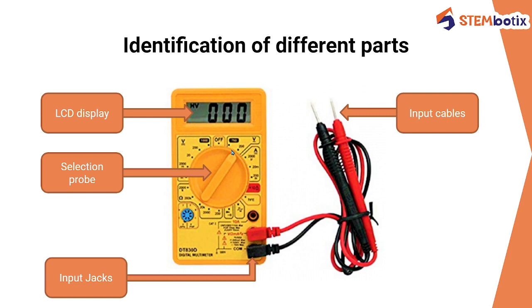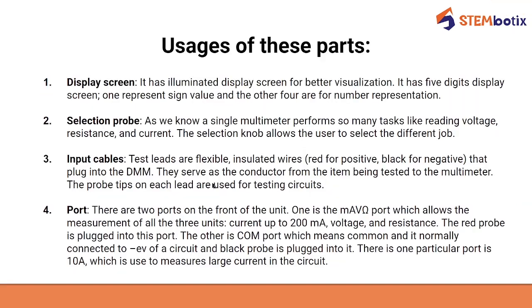Here, if you want to measure AC voltage, you can select and turn your probe over here. If you want to measure DC voltage, then you just need to turn your selection probe over here in the anti-clockwise direction. So using the selection probe, you can change your functionalities.